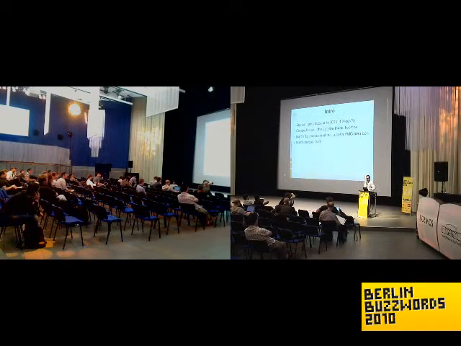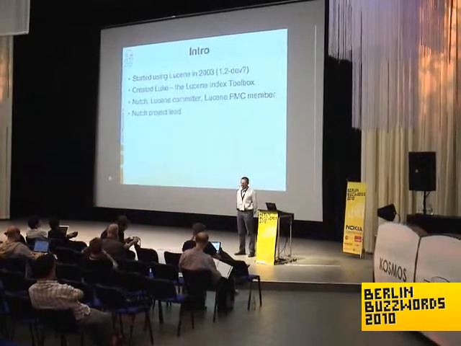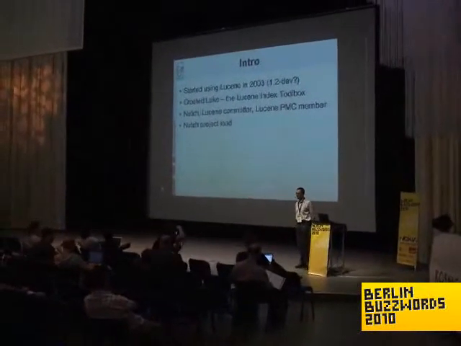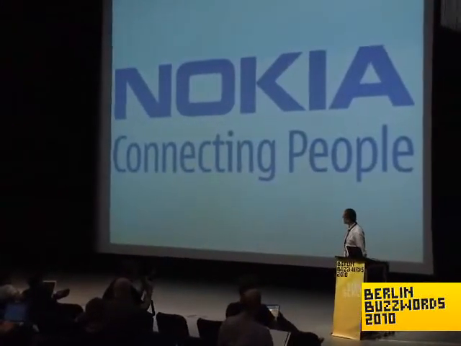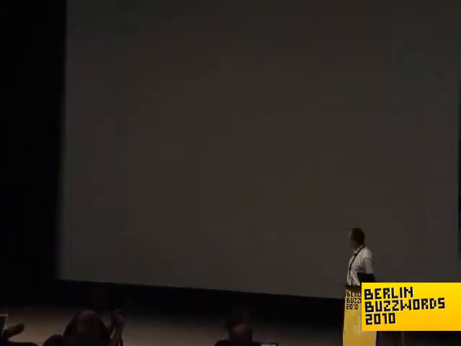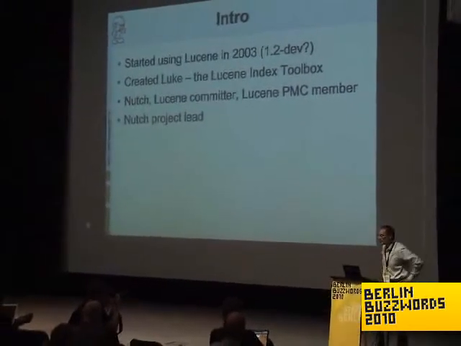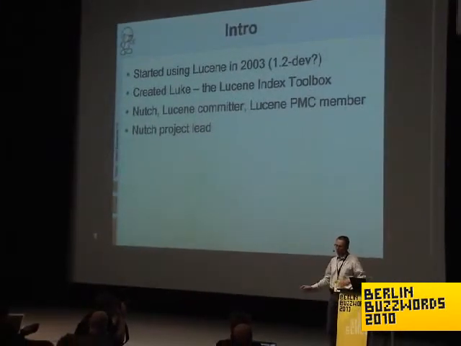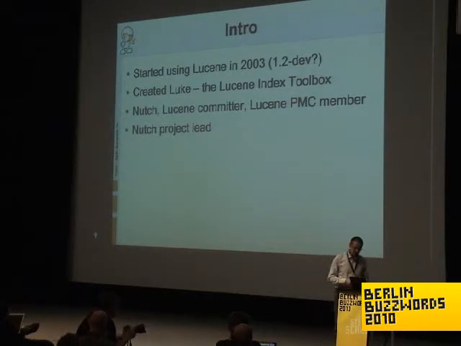A little bit about myself. I started using Lucene in 2003. At that time, during the end of the dot-com era, everybody was implementing a desktop search application, so I implemented my own too. Then I quickly hit some problems during indexing, so I wanted to know what the stuff looks like inside the index. Unfortunately, at that time, there were no tools to do this, so I created LIMO, the Lucene Index Monitor.